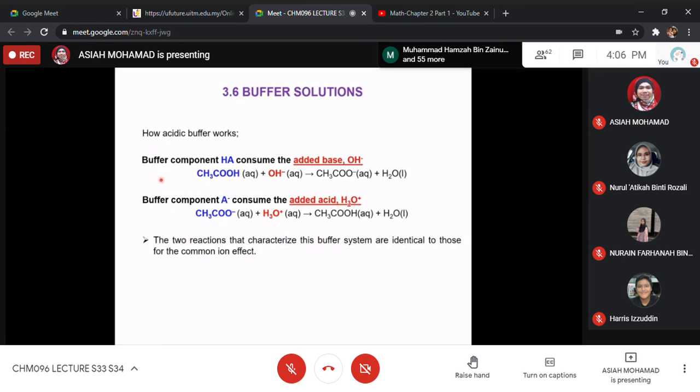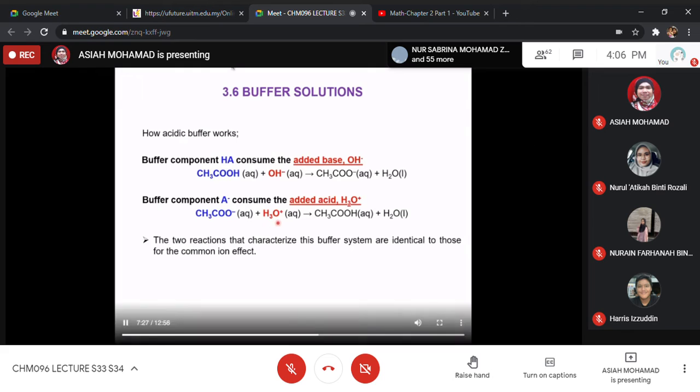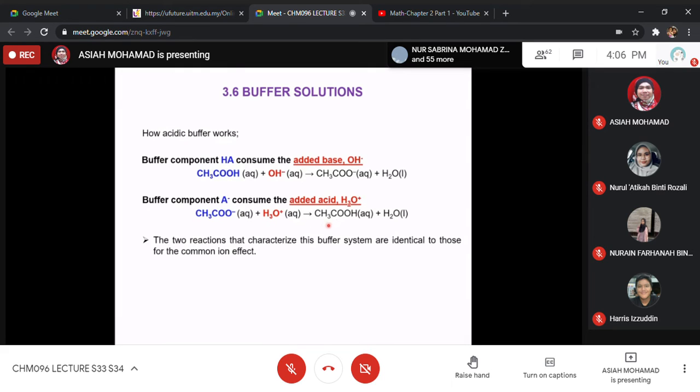The chemical reaction in the buffer system is represented by this chemical equation. For the buffer component HA, it consumes the added base to produce acetate ion, while the buffer component conjugate base consumes the added acid to produce acetic acid. The two reactions that characterize this buffer system are identical to those for the common ion effect.